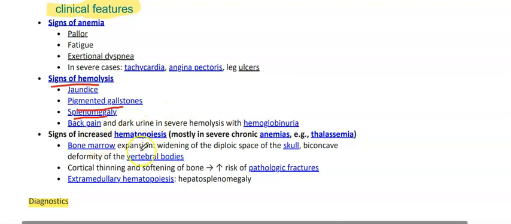We will have signs of increased hematopoiesis, mostly in severe chronic anemia, for example thalassemia, as we have already discussed in the portion on thalassemia. Bone marrow expansion occurs, with widening of the diploic space, which gives the crew-cut appearance of the skull bone, and biconcave deformity of the vertebral bodies. Cortical thinning and softening of the bone increase the risk of pathologic fracture, and extramedullary hematopoiesis or hepatosplenomegaly will also occur.